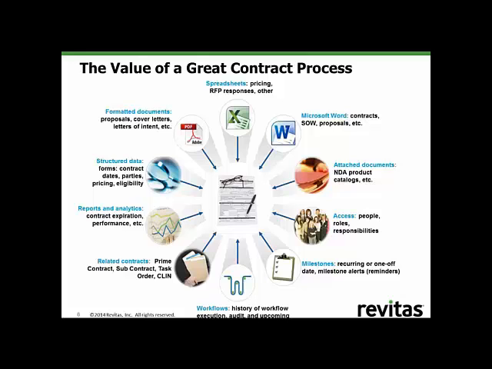These are really the nuts and bolts of a contracting process, and we'll talk about how we expand outside of this. When I look at these particular pieces of a contract process, many of these, the spreadsheets that you see, the Microsoft Word documents themselves, those are areas that folks tend to focus on.